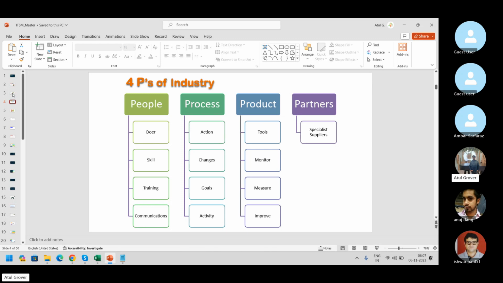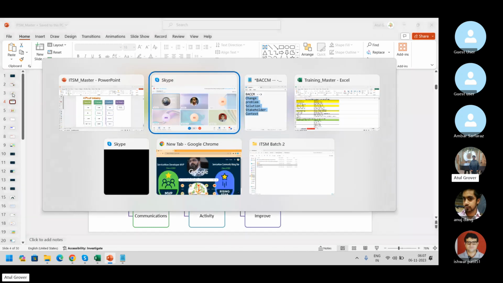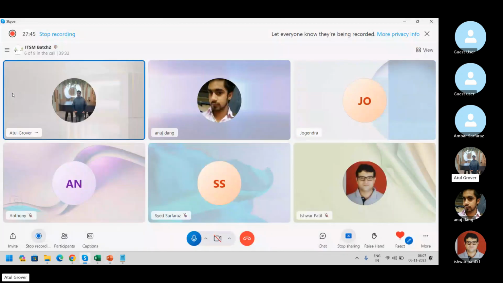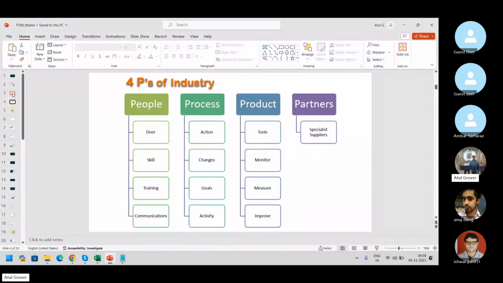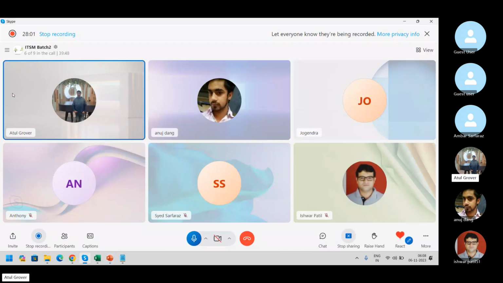People means who are the actual doers. In our case, we are the people. We are the actual doer. And what we have is a skill. Skill means we have a mindset, we have knowledge to understand something. We can understand what Atul is teaching us. We can understand English, we can understand Hindi. We can understand the words. This is the skill we have.